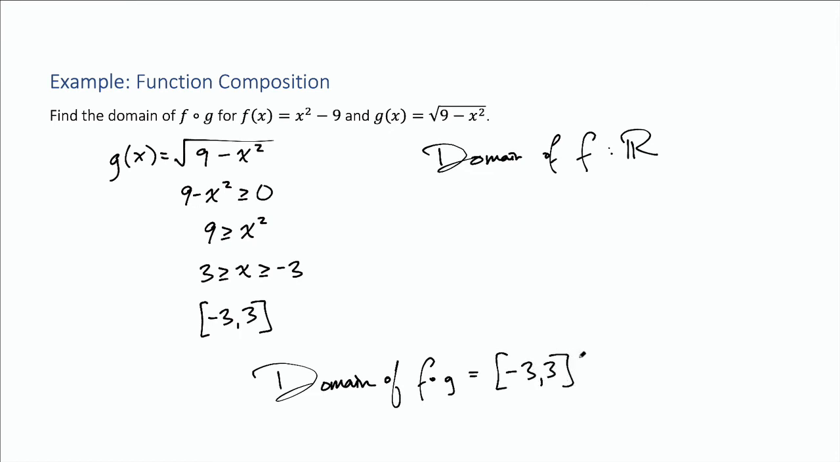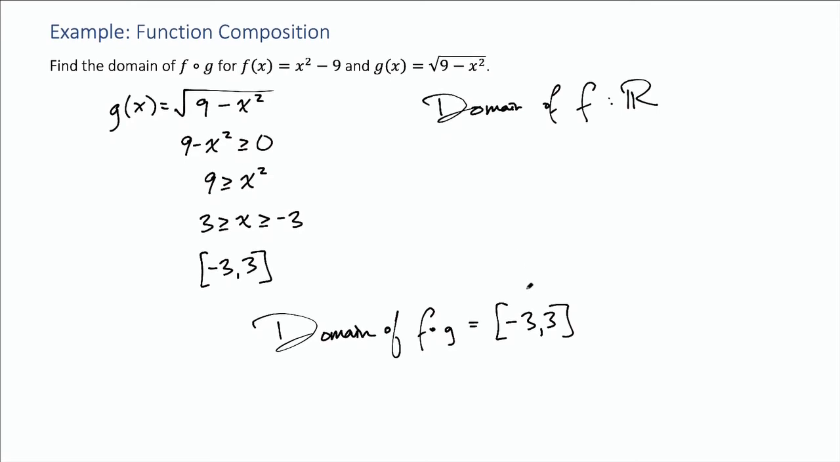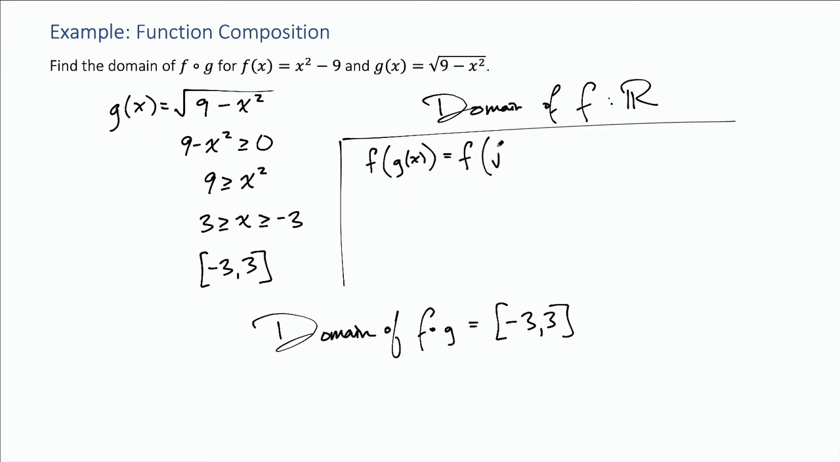Now I'm going to go ahead and find this function f composed with g so that you can see something interesting that happens. I'm going to do it right here. f composed with g is f of g of x. So g of x is the square root of 9 minus x squared. Now if I take that and plug it into my f function, I've got x squared, so I have that input squared, and then I'm subtracting 9.